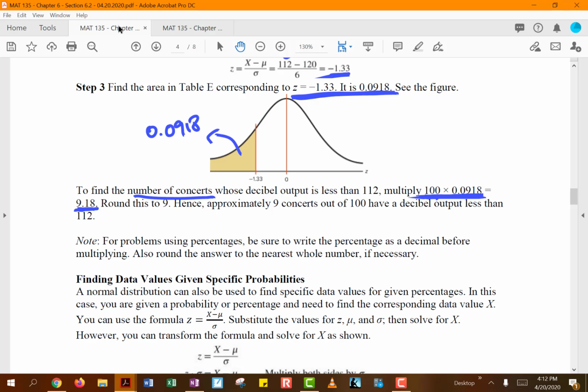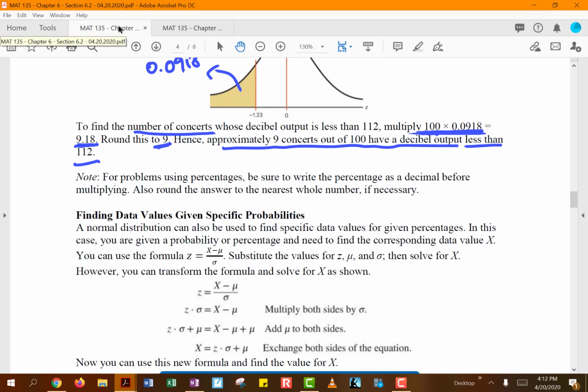Now you can't really have 9.18 concerts, so we're just basically rounding it to the number 9. And so we are saying there are approximately 9 concerts out of 100 that have a decibel output of less than 112. So in this way, you can now calculate how many concerts would satisfy our requirement in this case. Okay? They are saying for problems using percentages, be sure to write the percentage as a decimal before you multiply, and then round the answer to the nearest whole number if necessary. Okay?